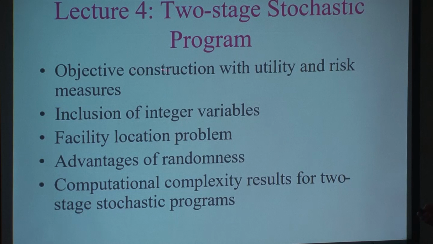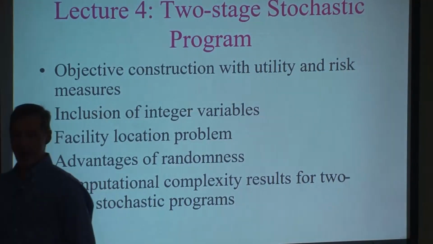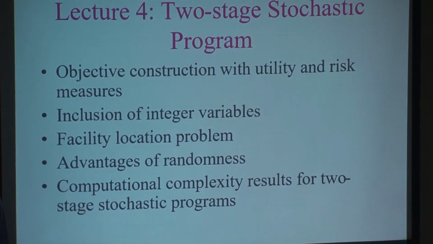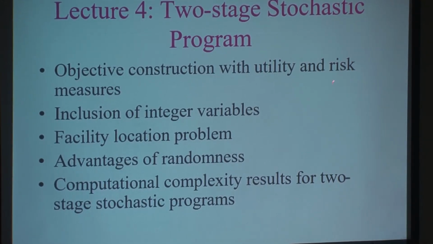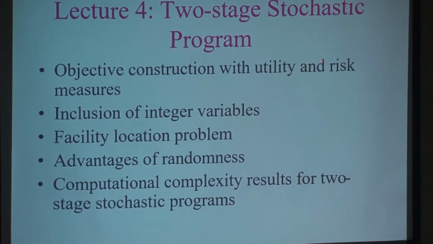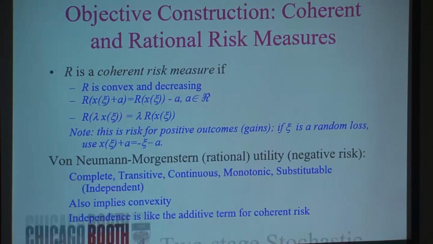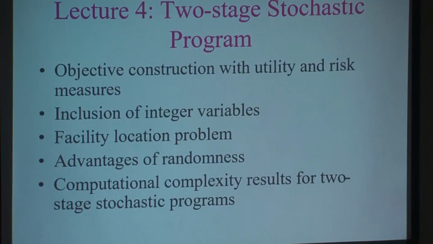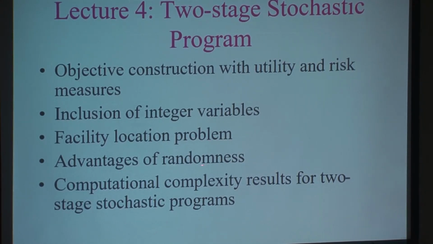the rest of this lecture will be mostly about those objective functions. So in this case, I just had the expected value as the objective. I didn't include anything for risk. But often you like to put risk into the model, so somehow reflect how risky a decision is. So I'll talk about putting risk into the models, and including integer variables. I'll give an example.